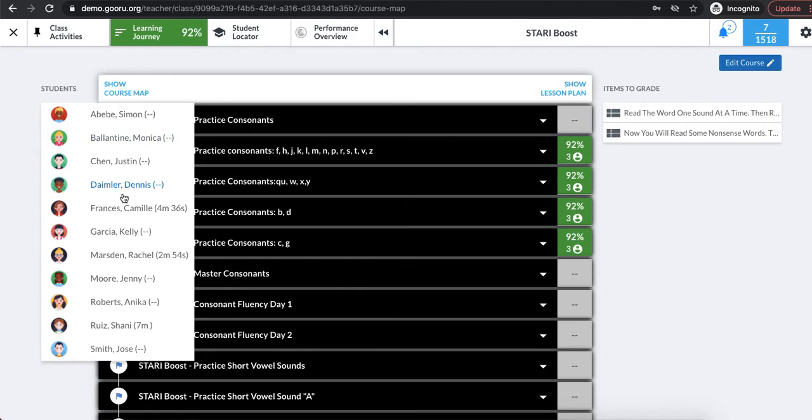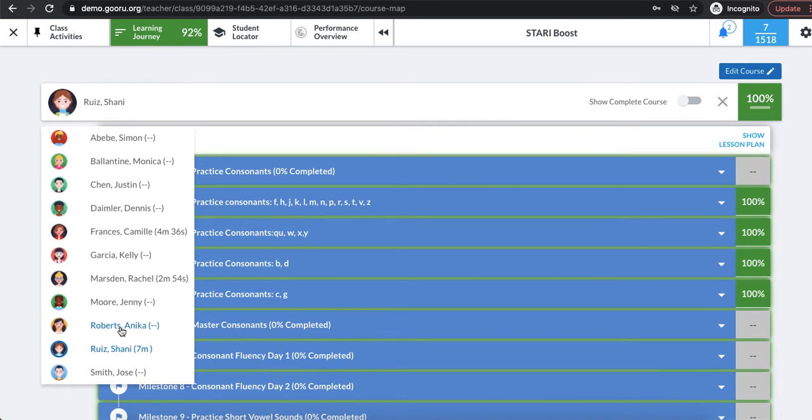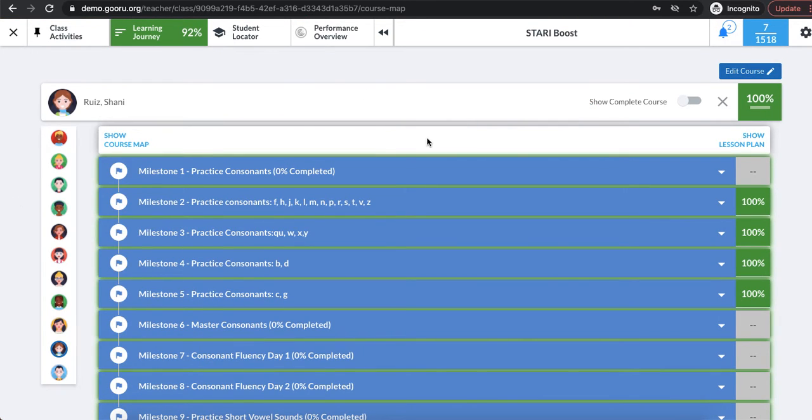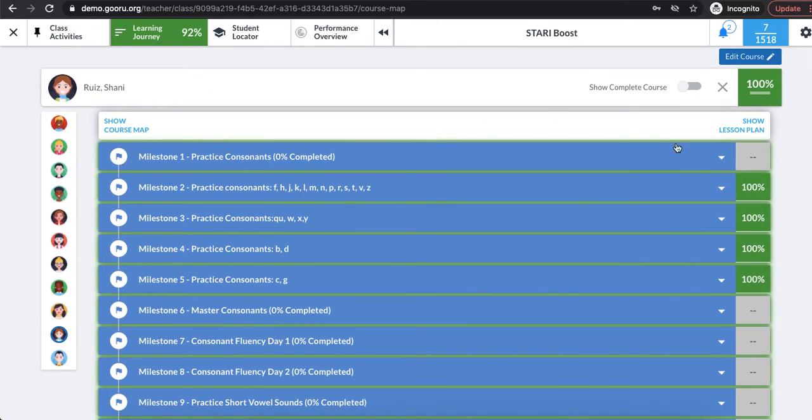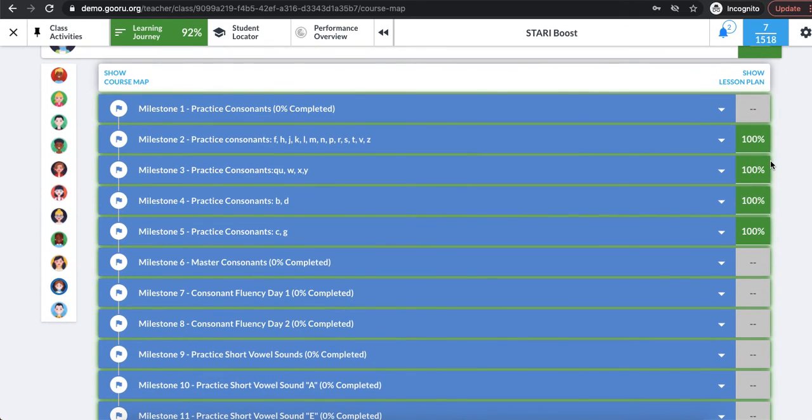You can also click on an individual student. So if I'd like to take a closer look at what Shawnee's been working on, you can just click on her. And now I can see Shawnee's individual learning journey. So on the prior screen, I saw the average scores. It said I had 3 students taking assessments and it showed me the average score among them. When you click on an individual student, it shows you that individual student's scores.